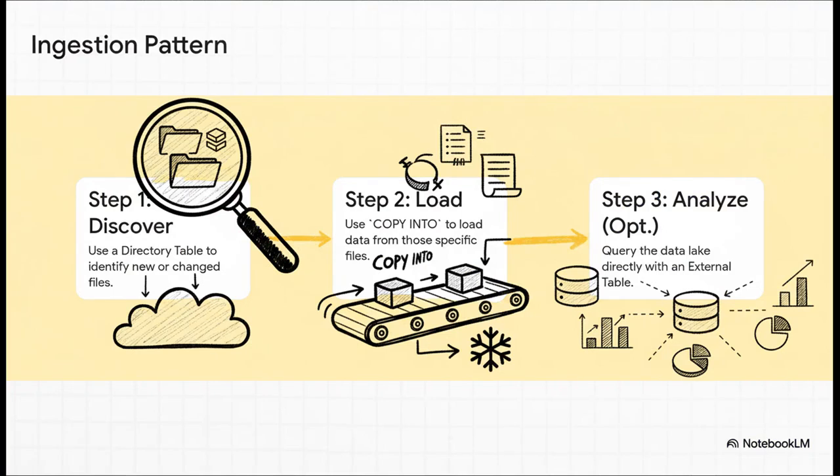So let's walk through this pattern, step by step. First up, discover. You run a query against your directory table to get a fresh list of all the files that have landed since your last run. Next, you load. You take that specific list of new files and feed it right into a COPY INTO command. That way, you're only loading exactly what you need into a proper Snowflake table. And finally, analyze. You might still keep an external table around for those one-off, ad hoc questions you need to ask of the raw data lake.